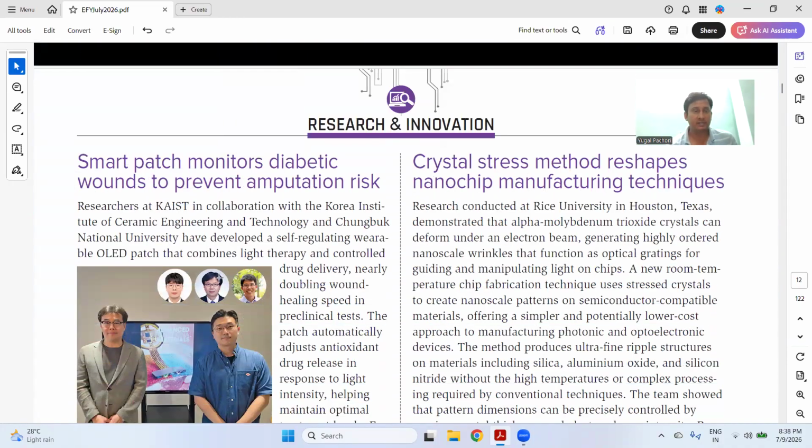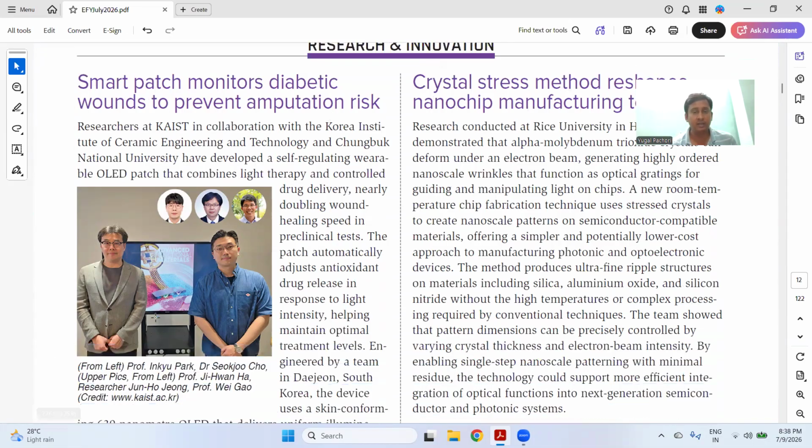Now let's take one more article. Smart patch monitors diabetic wounds to prevent amputation risk. Let's read this article. Researchers at KAIST, in collaboration with the Korea Institute of Ceramic Engineering and Technology and Chungbuk National University, have developed a self-regulating wearable OLED. They have developed an OLED kind of patch that combines light therapy and controlled drug delivery, nearly doubling wound healing speed in preclinical tests. So this is something related to biomedical.